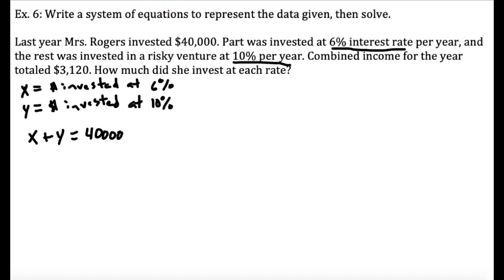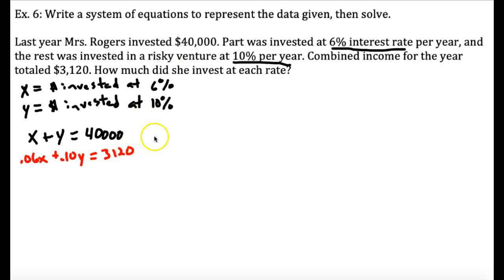Now, I also know that the total income was 3,120. So what we can think about is, well, the money invested at 6% interest, right? If I multiply that amount of money times 0.06, so 0.06x, and then the same thing for the y, right? I'm taking the amount of money that I invested at 10% and multiplying that by 10%. If I add those two things together, I should get the amount of money that we made, 3,120. So here is my system of equations.